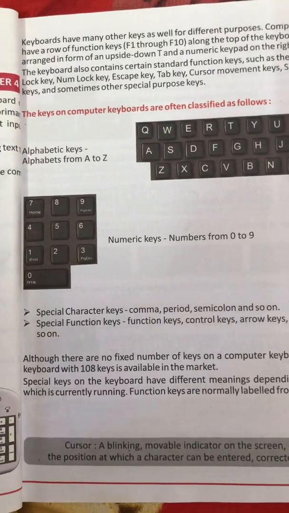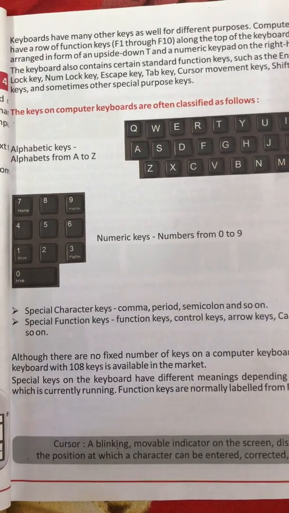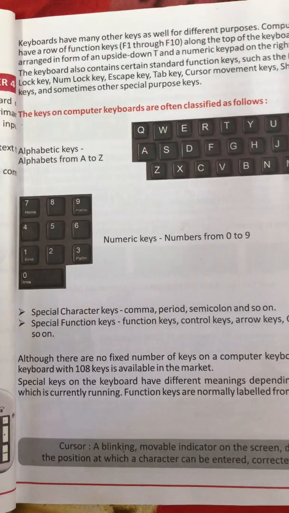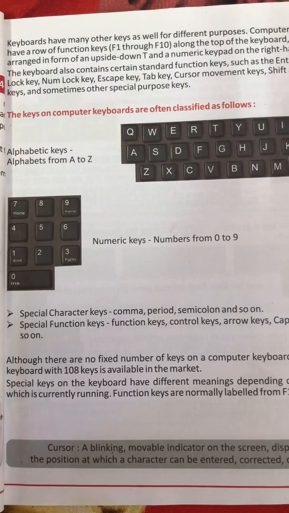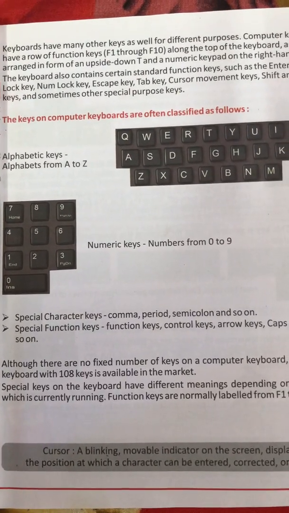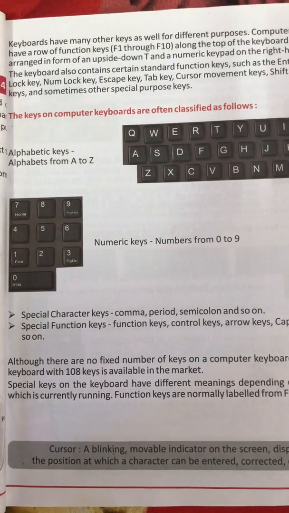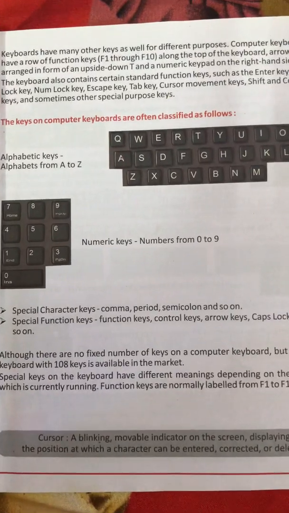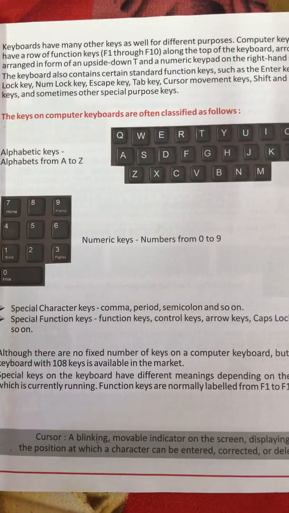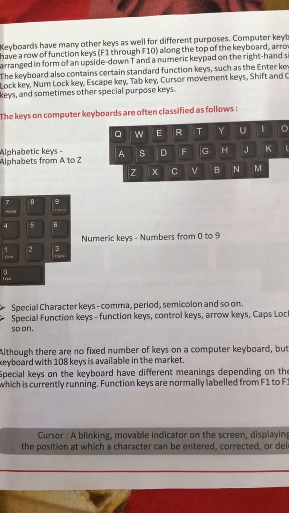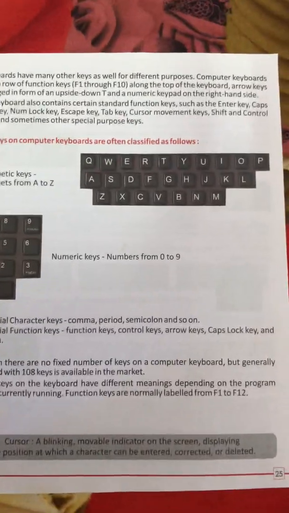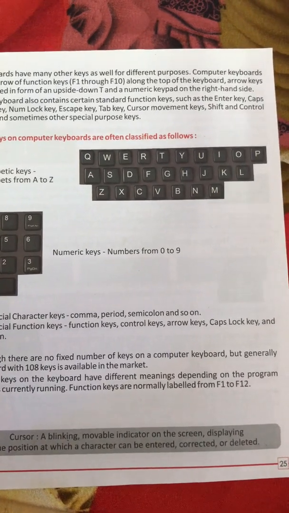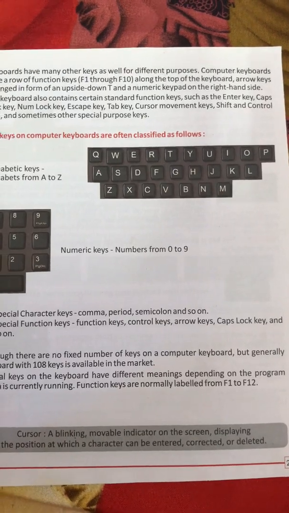Next is our numeric key. It is on the right side of the keyboard and also just below the function keys and above the alphabetic keys. Numeric keys from 0 to 9. Apart from this, we are having special character keys like comma, period, semicolon, and so on. And special function keys are function keys from F1 to F12, control keys, arrow keys, caps lock key, and so on.